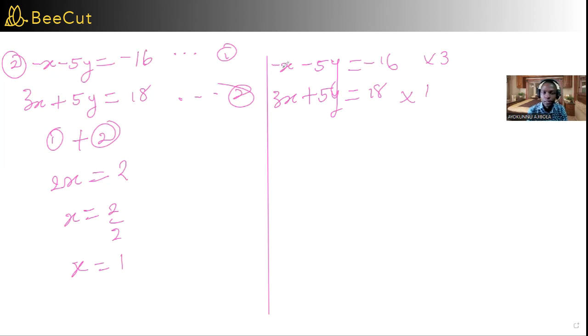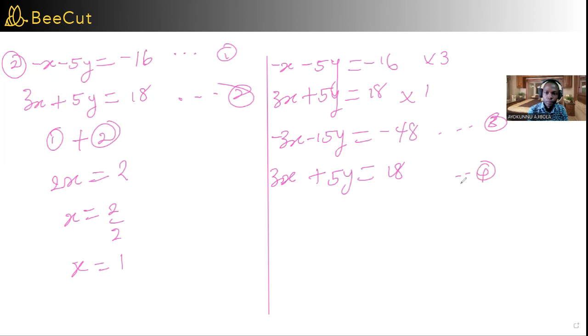But remember, as you multiply this, you are multiplying everything. So 3 times negative x is negative 3x, then 3 times 5y is 15y, so negative 15y equal to 16 times 3 is 48, that is negative 48. Then I have 1 times all of these remain the same, so I have 3x plus 5y equal to 18. This time around they are the same with different signs, so I'm going to add also. You can name this equation 3 and this equation 4. So add equation 3 and 4.